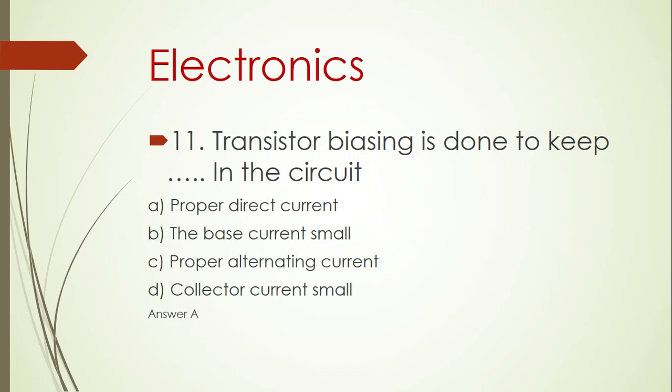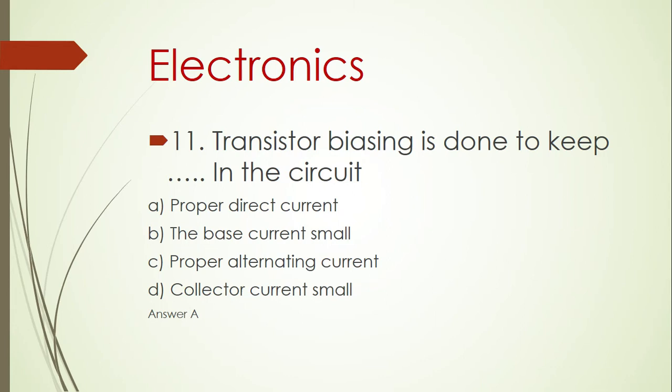MCQ number 11. Transistor biasing is done to keep dash in the circuit. Option A, proper direct current, B, the base current small, C, proper alternating current, D, collector current small. Option A, proper direct current, is the correct answer.